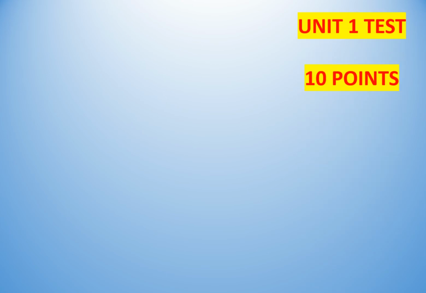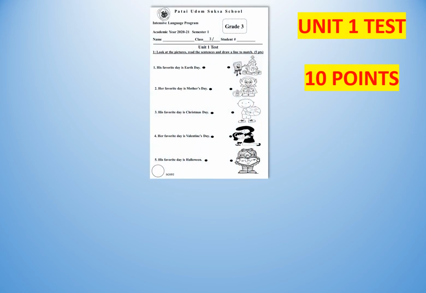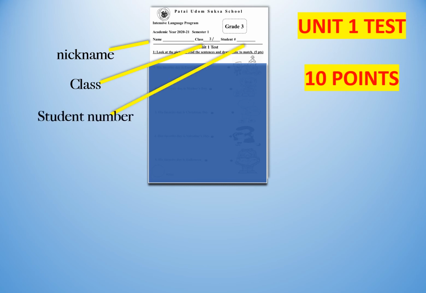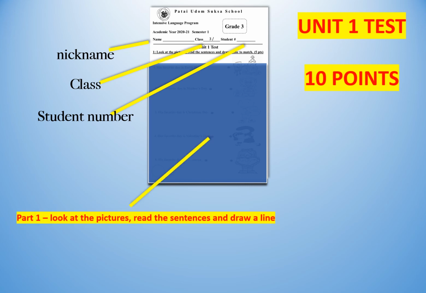Okay, I'm going to tell you how to do the Unit 1 test. The Unit 1 test is 10 points. So here is the first page. What are you going to do first? You're going to write your nickname here in English. You're going to write your class number here. And you are going to write your student number here. So the instructions are part 1, look at the pictures, read the sentences, and draw a line from the sentence to the picture so that they match. That's part 1.